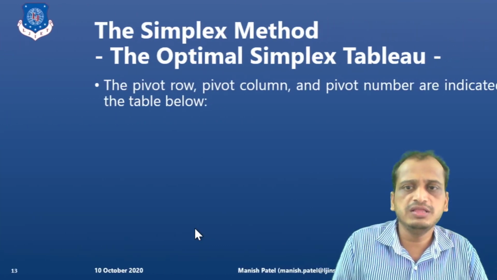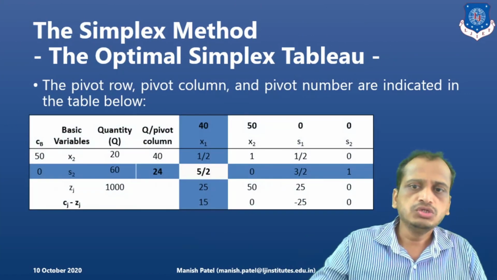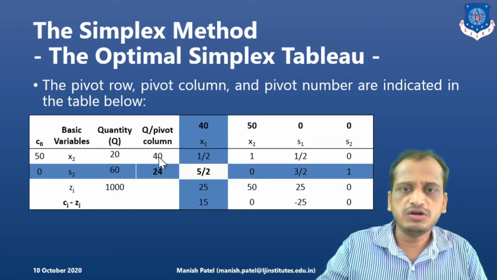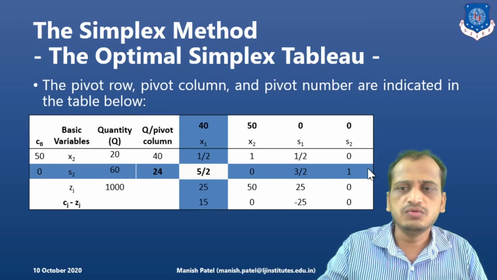So that is what I have done in the next step. So this is our pivot column, right? We will divide this pivot column with this quantity. 20 divided by 1 by 2 is 40. 60 divided by 5 by 2 is 24. So out of these two, the least value is 24. So corresponding to this least value, this is our pivot row. Why? Because this is the minimum ratio of Q upon pivot column.